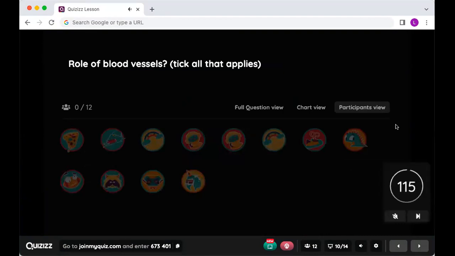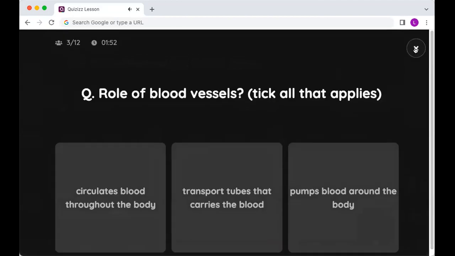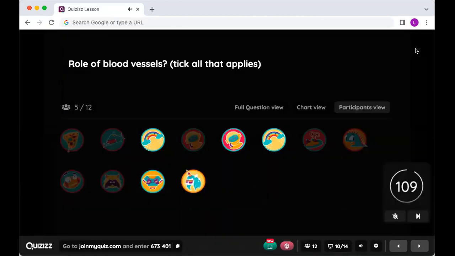What is the role of blood vessel? I think this one I agree. Yep, this should be easy for some.